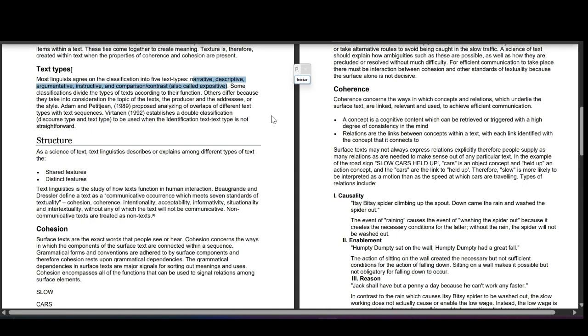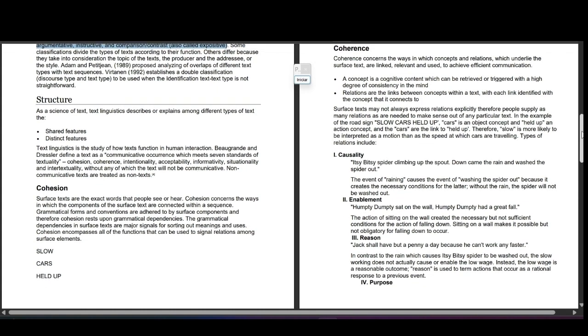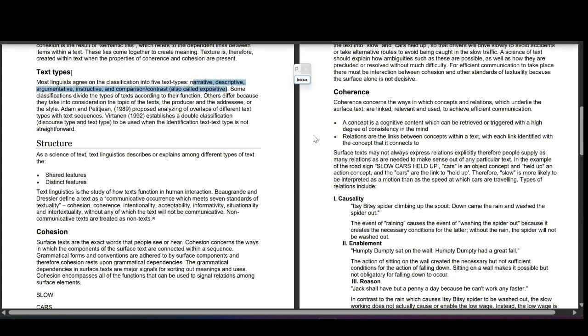So now it's time to talk about the structure. We can find different types of text, for example, the shared features and the extended features. They obviously can lead us to two important elements. They are cohesion and coherence. To understand these two elements better, let's watch the next video.